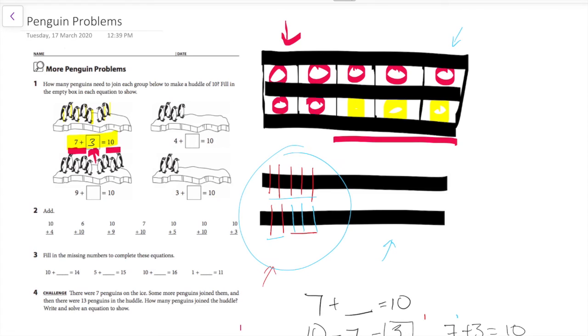Now, as you are going through the sheet, make sure that you go to a family member when you have finished and explain to them the kinds of strategies that you have used to try to solve these problems.